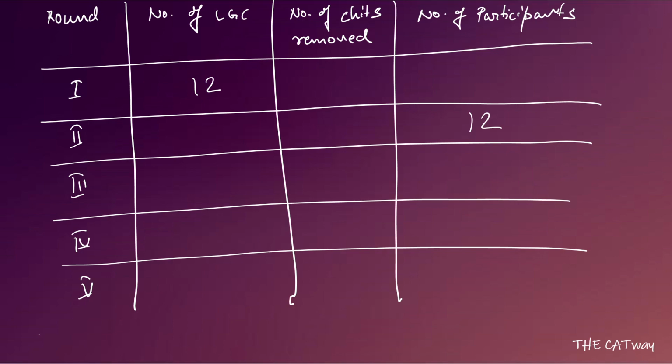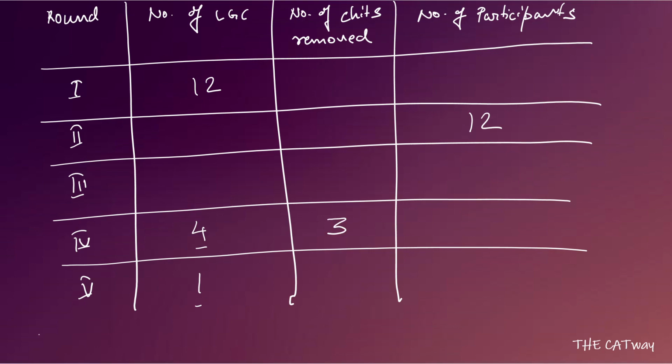After that, we know that there is only going to be one Lucky Guy chit in round 5. Also, we know that the number of Lucky Guy chits in round 5 is 3 less than that in round 4. That means the number of Lucky Guy chits in round 4 is going to be 4, that is 3 more than in round 5. See, in round 4 there are 4 Lucky Guy chits. In round 5 there is only one Lucky Guy chit. That means in going from round 4 to round 5, 3 Lucky Guy chits were removed.